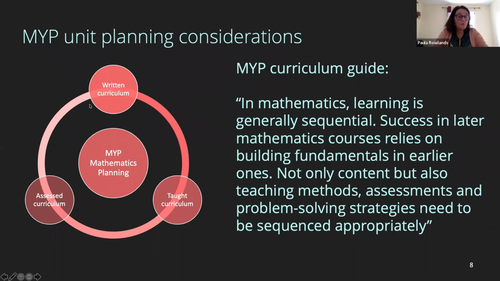So you've got your written curriculum, that's your framework, that's your vertical articulation from year to year. What are you going to be following from year to year? And then you've got your taught curriculum. So that's what's going on in the classroom. What are the learning experiences for the students? And then you've got your assessed curriculum. You know, how are you going to determine what you've taught in the classroom, what the students have experienced, how has that gone? Has that been successful?